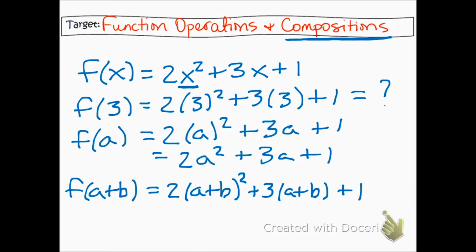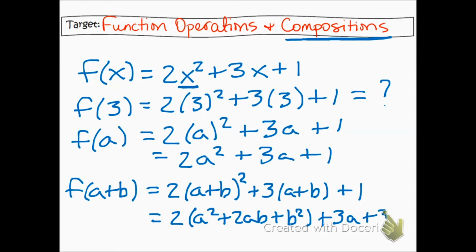This can be all simplified down, actually. This would be 2 times a squared plus 2ab plus b squared, plus 3a plus 3b plus 1. And you could clean all of that up a little bit more. We'll do that later in the video. I could combine all my like terms there. I just wanted you to get the idea that the input can be things larger than one quantity. Here it was a plus b, so I had to replace x with that whole quantity. Okay, so let's move on.